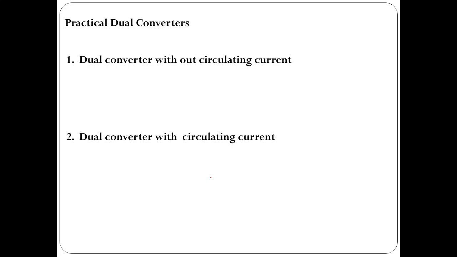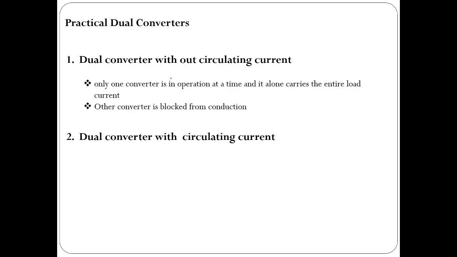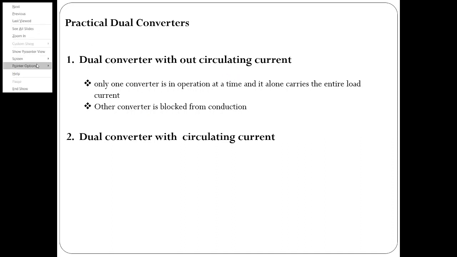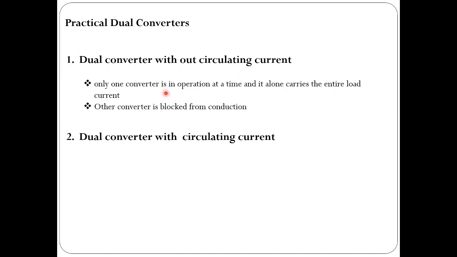So now coming to practical dual converter case, if you consider operation of practical dual converter, there are two possible modes of operation. The first one, dual converter without circulating current. Second one, dual converter with circulating current. So in dual converter without circulating current, only one converter is going to be put into operation at a time, where the other would be in blocking mode. So only one converter is in operation at a time and it alone carries the entire load current, where the other converter is blocked from conduction.